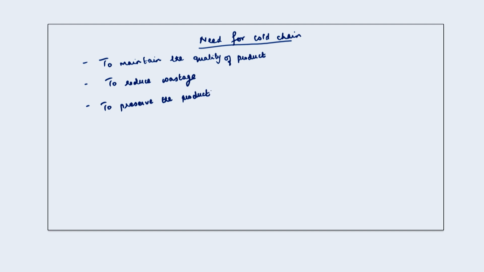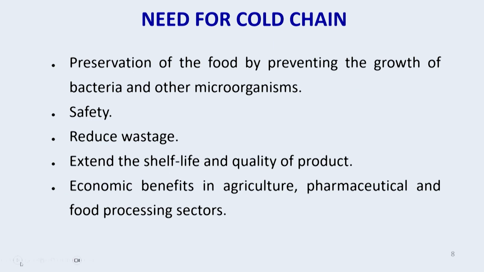Once the wastage is reduced and the food is preserved, the cost due to wastage is also reduced. Extend the shelf life of the product. So that's what I have discussed. Reduce wastage, extend shelf life and quality of product.